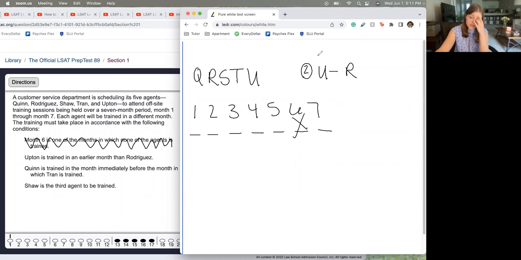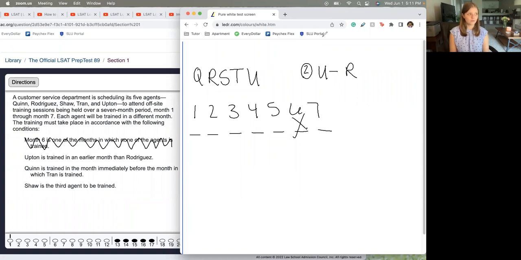I use this dash mainly because U just has to be in an earlier month than R. It doesn't mean that U has to be directly in front of R. It doesn't mean that U has to be in a certain spot before R. I think of that line as an accordion. So we can pull them as far apart as we want, or we can stick them as close together as we want. So that line can be stretched out as far as possible.